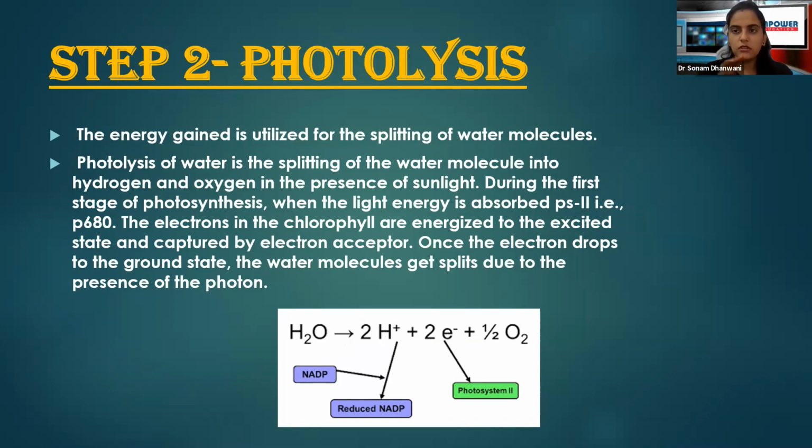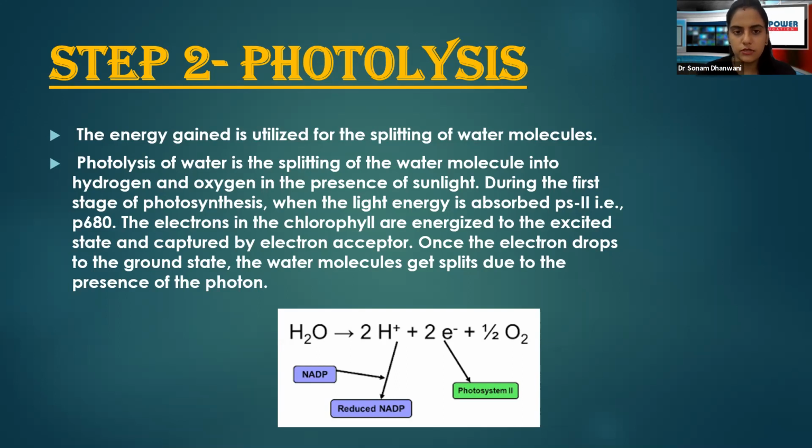Okay, hydrogen ions, it is not nascent hydrogen, it is hydrogen ions, electrons, and oxygen gas that is being released. Okay, let's see what is happening. The energy gained is utilized for the splitting of water molecules. Photolysis of water is the splitting of the water molecule into hydrogen and oxygen in the presence of sunlight.